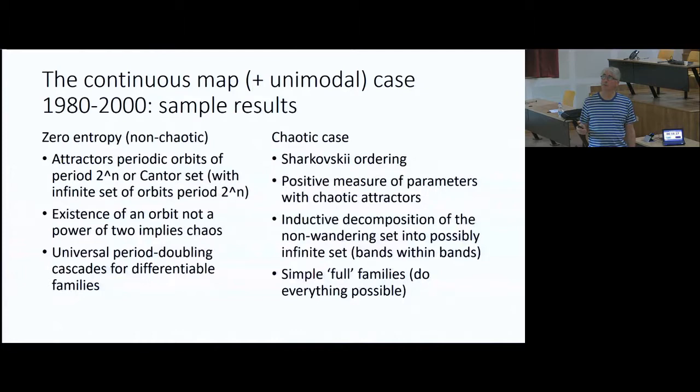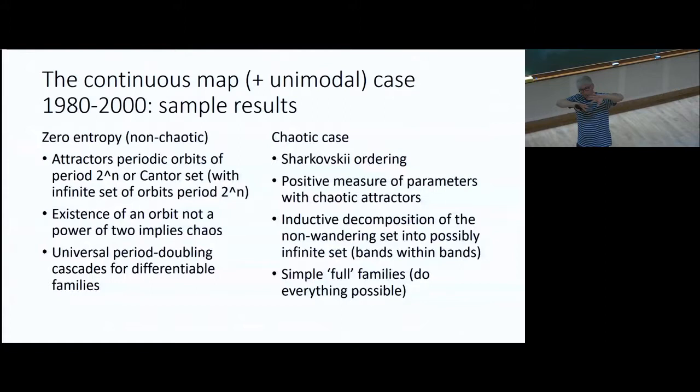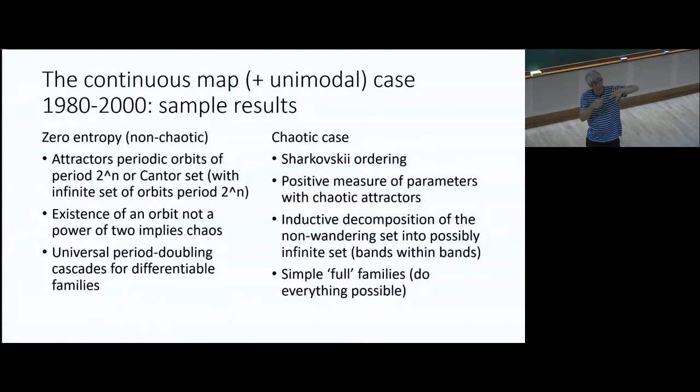Very, very nice result that's been done in a variety of ways, but really the big advances were in being able to do this well. So the first positive result, Jakobson in '78, but it wasn't really until the late 80s that people understood why this worked. But you have a positive measure of parameters with chaotic attractors. We have an inductive decomposition of the non-ordinary set, which is a particular way of describing the things that have recurrence, with possibly infinite sets. And these are what, Victor, did you call these bands? In Victor's pictures, you had a single parameter value, and a number of chaotic components to the map which were being cycled through.